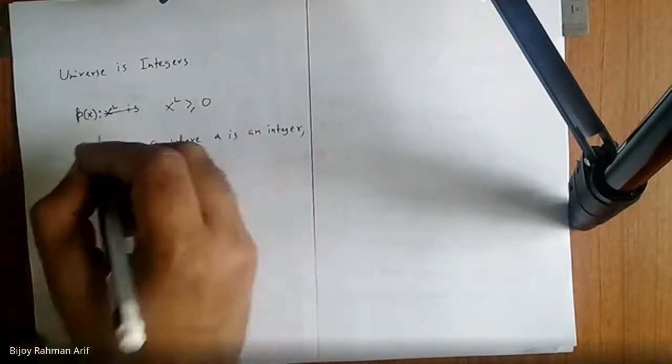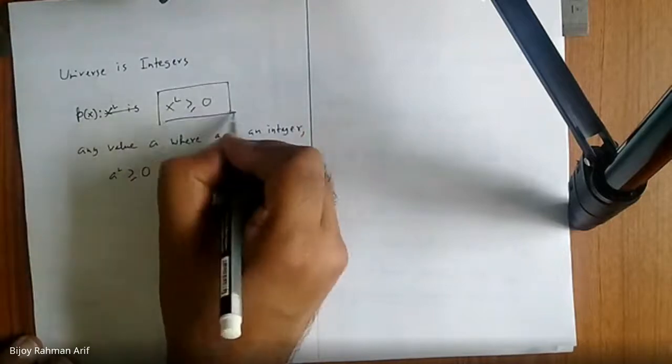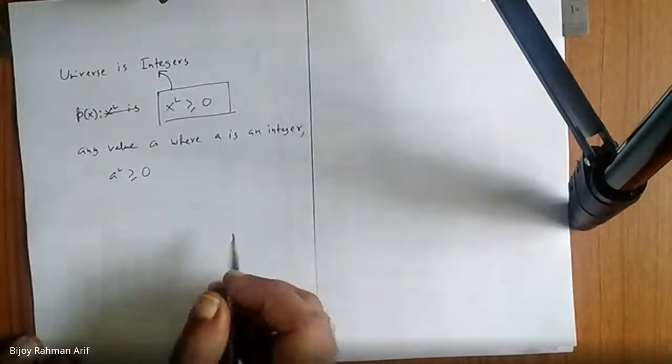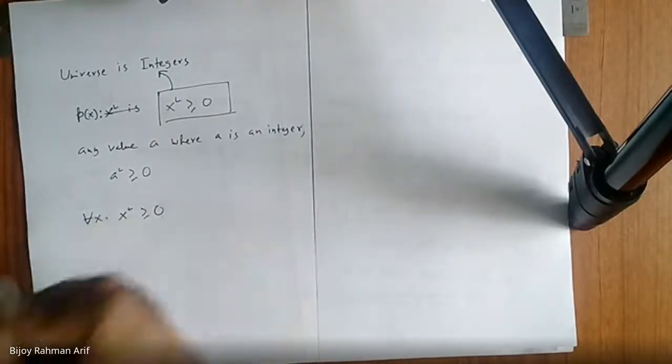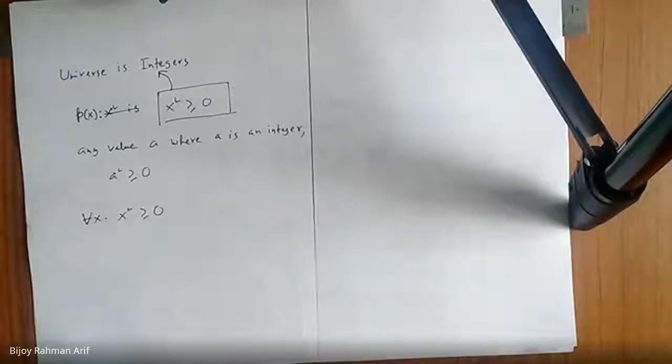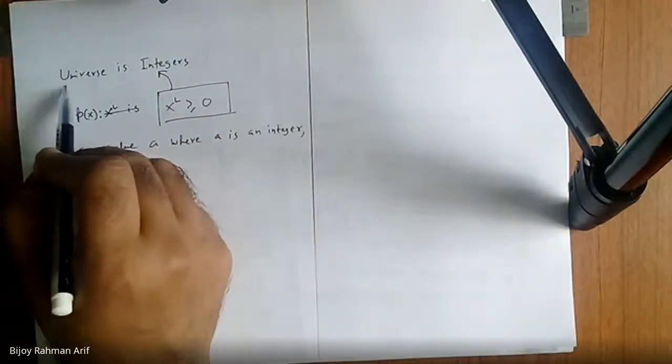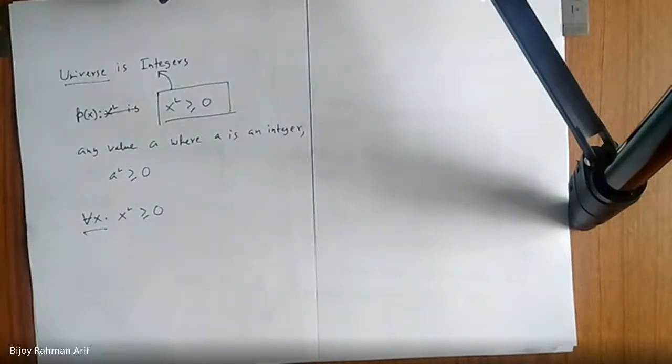That means this statement for this universe is always true. So we can write: for all x, x squared greater or equal to zero. After using universe and quantifier, it becomes a propositional statement. It acts like a propositional statement. But without quantifier and without universe, it does not work like a propositional statement.